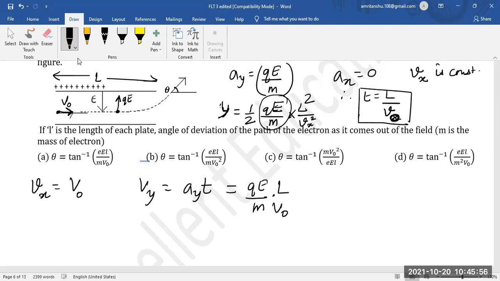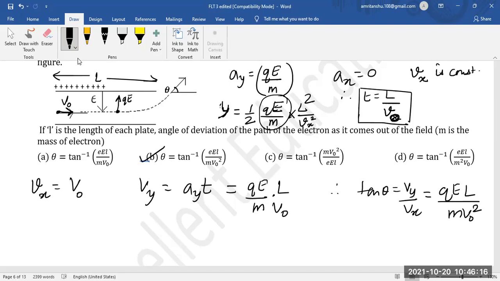Therefore tan theta will be Vy by Vx. So Vy is qEL upon m V naught square. So you can see the dimensions are the same and we get tan theta is this. So I think this would be the option.